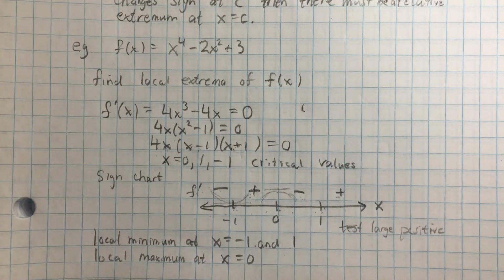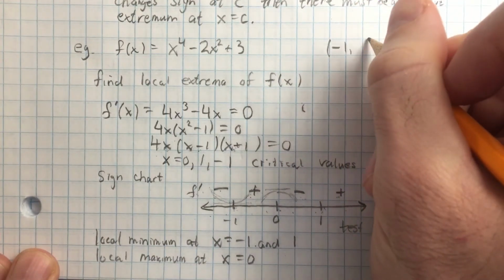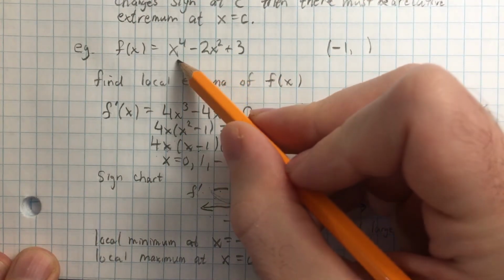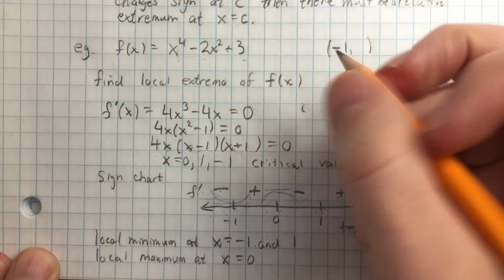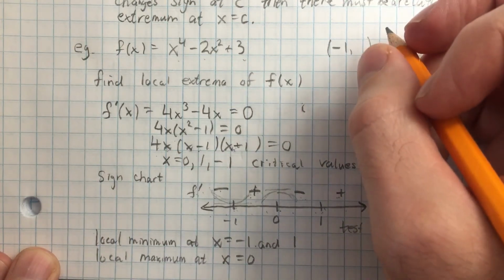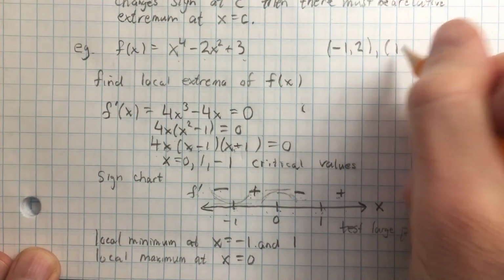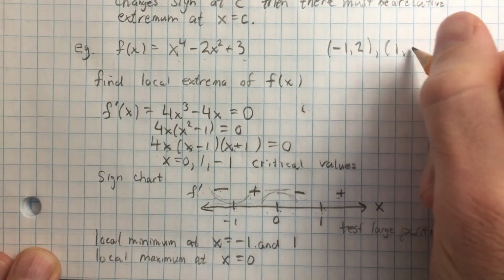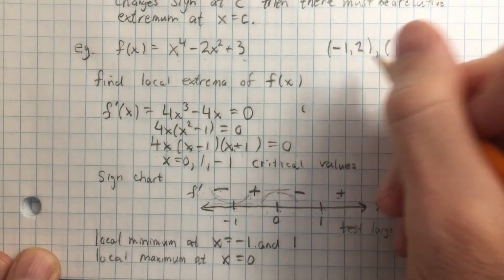So now all you would do to find the local max and min would be to plug these numbers back into the original function and see what you get. So when I plug in -1, we'll get 1 minus 2 plus 3. That's 2. And when I plug in 1, I'll get the same thing. So I get 2 again. When I plug in 0, we get 3.